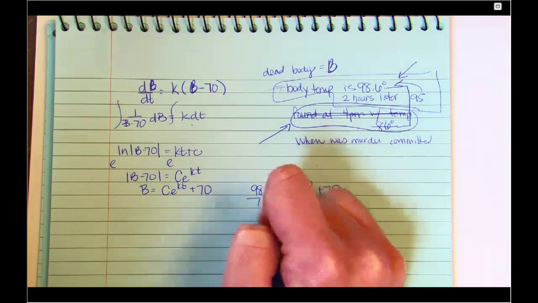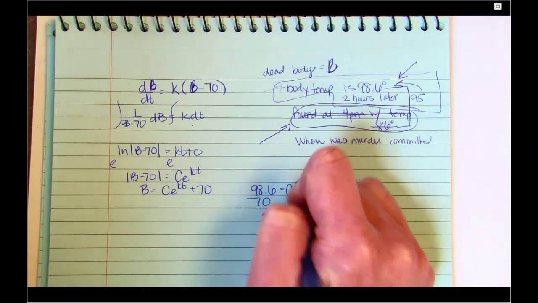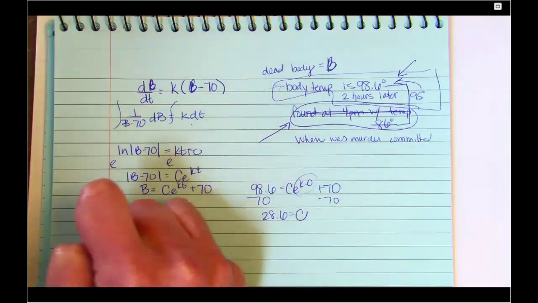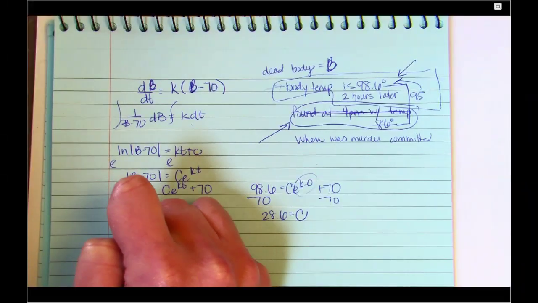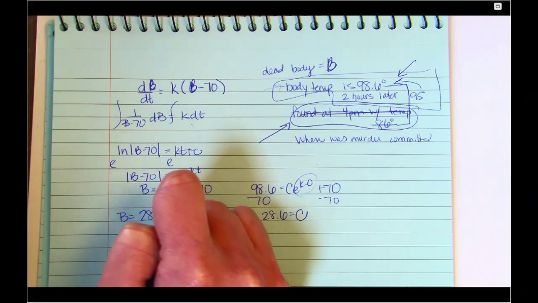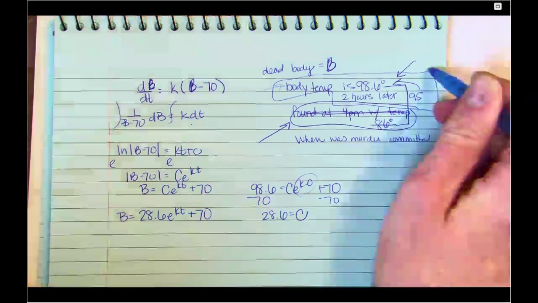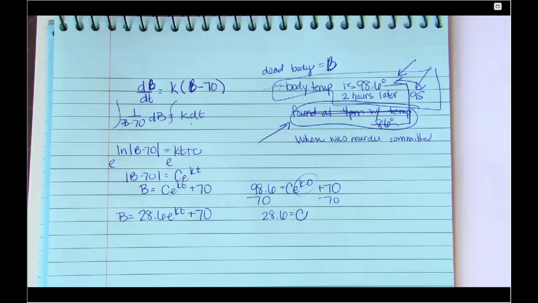28.6, yeah, because e to the 0 is 1. So our equation is 28.6 e^(kt) + 70. Now, this was my fault. Two hours later, the body is at 95 degrees. So you can go ahead and figure out k from that.